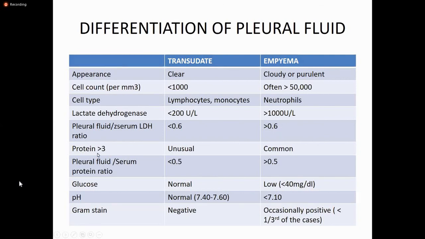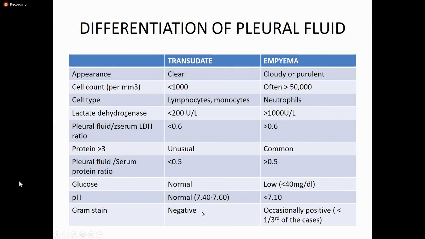The level of protein is more than 3 in cases of empyema. Usually it is less than 3 in cases of transudate. The pleural fluid protein ratio will be less than 0.5 in case of transudate, and more than 0.5 in case of empyema. Glucose will be low in cases of empyema. It will be normal in cases of transudate. pH will be acidic in case of empyema, and normal to alkaline in case of transudate.